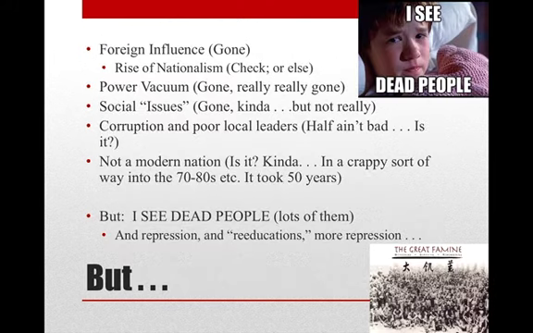So when we look at this, to wrap this up, was foreign influence gone? Sure it was. That was one of the problems, right? We said one of the causes should be fixed in a civil war. Foreign influence was gone. Absolutely.